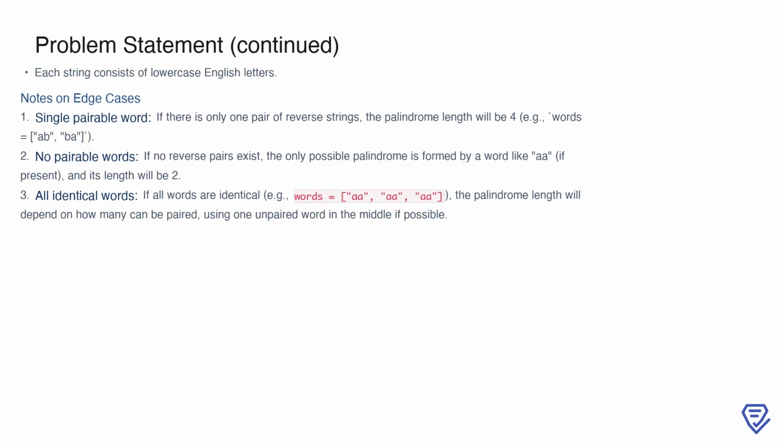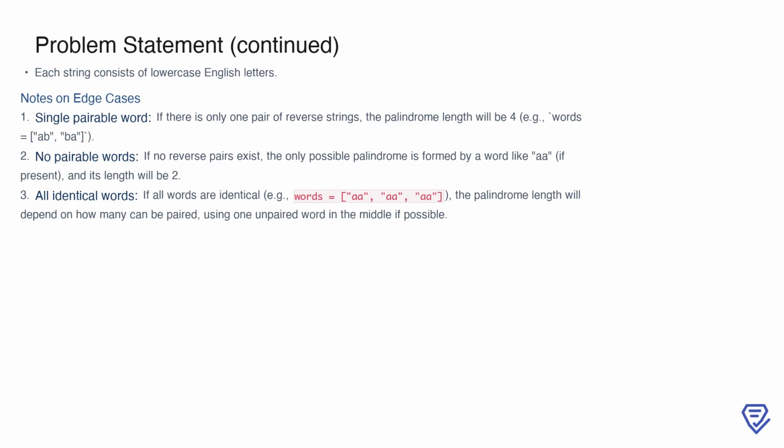Finally, let's examine some edge cases. If there is only one pair of reverse strings, such as AB and BA, then the longest palindrome we can form will have a length of 4. On the other hand, if no reverse pairs exist, the only possible palindrome might come from a word like AA, which is already a palindrome, and its length would be 2. If all the words in the array are identical, such as AA, the length of the palindrome will depend on how many pairs we can form, with one unpaired word possibly placed in the middle. These notes will help clarify how to handle special cases efficiently and ensure we cover all possibilities when solving the problem.